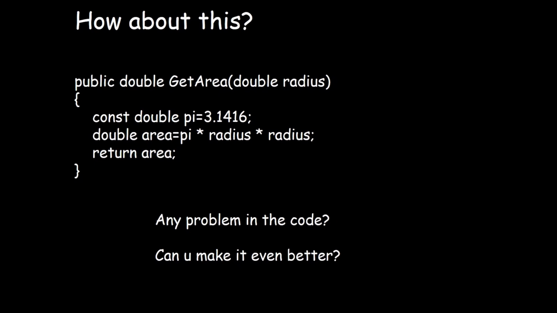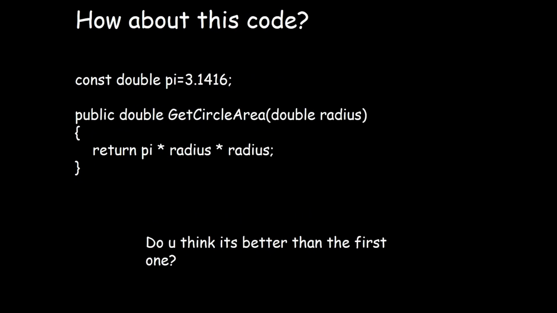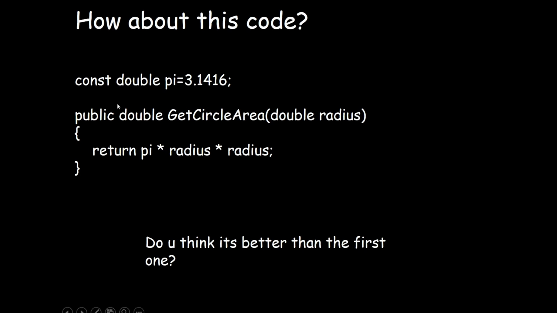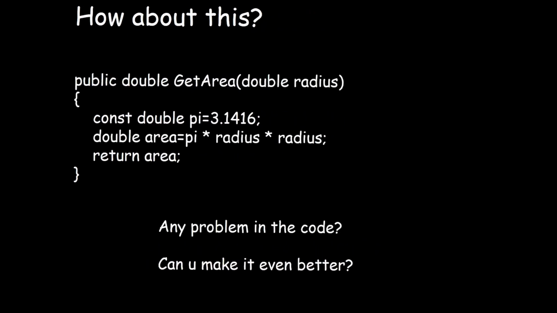Now let's check whether we can make it even better than this one. In this code snippet, you can see I have refactored the pi line outside of the method, a constant double pi, which is outside of the method, and the method is only one line, pi, which is coming from here, and radius cross radius. So I guess you admit that this code snippet is far better than the first one, which is this one.